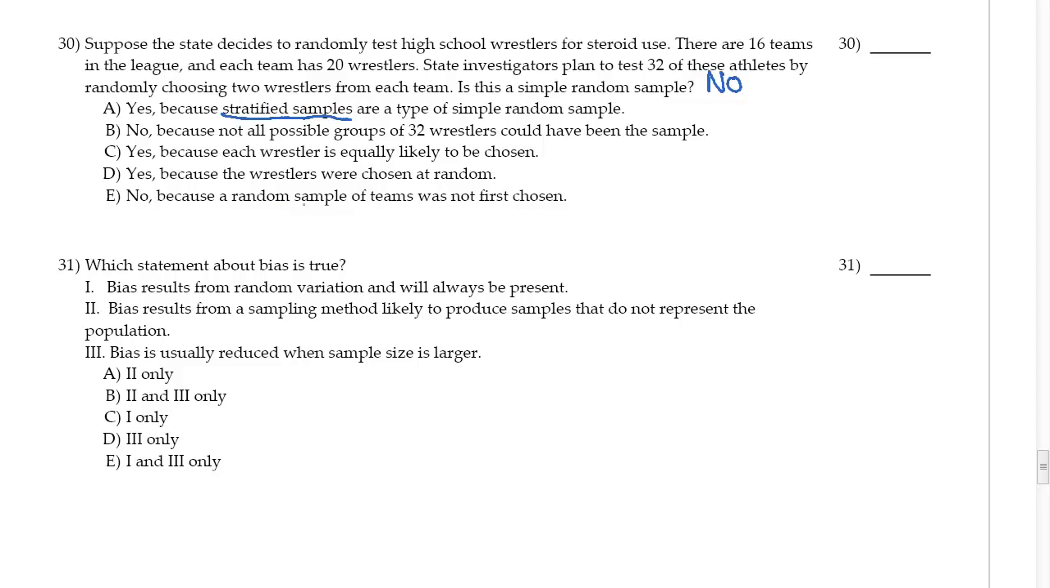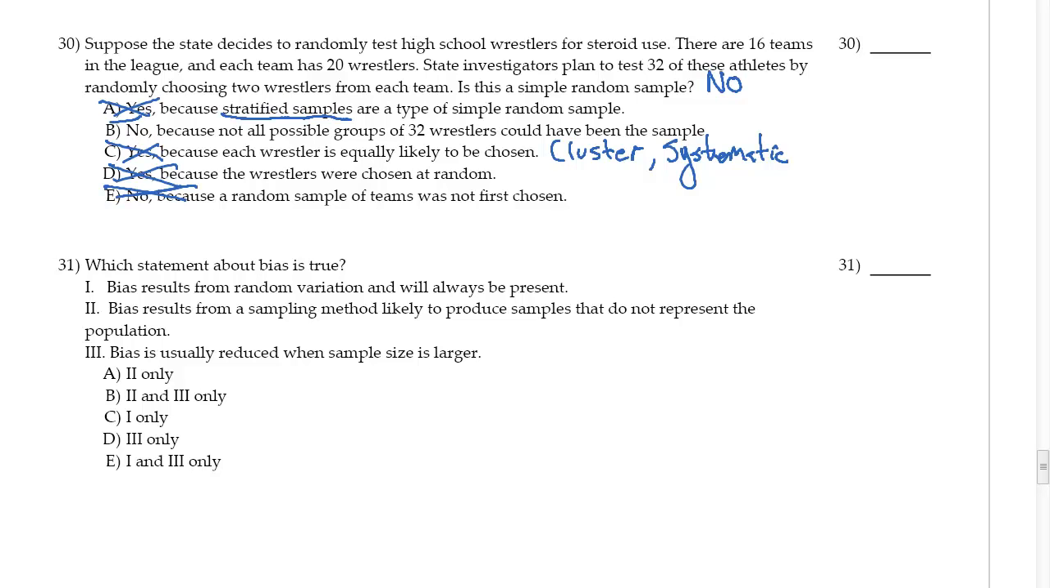No, because a random sample of teams was not first chosen. Let's see, is this a simple random sample? No. Right, okay, so because the random sample, I'm sure, well, they're just taking all of them, but that's just because it's stratified. Yes, because all the random, no, okay. Each wrestler was equally likely to be chosen, but that's also true in the cluster and the systematic. Okay, so it's not this one. And it's not yes. It is a stratified sample, so it's not a simple random sample.